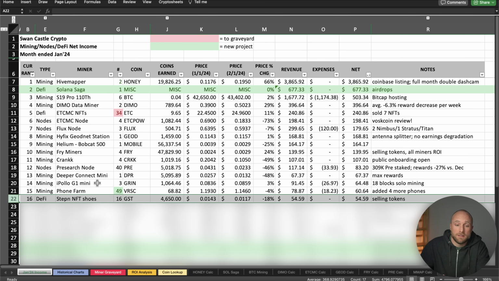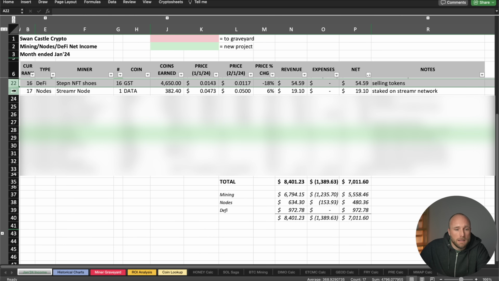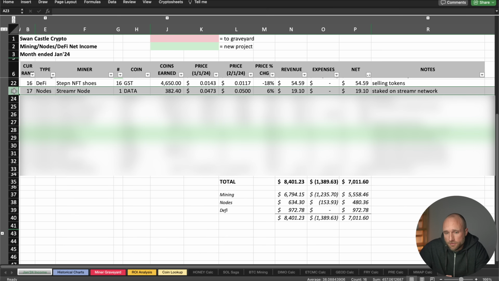Next is the Step in NFT Shoes. This is a walk to earn or move to earn project. I actively sell my tokens. Right now I'm making just under $2 a day with my NFT shoes. Number 18 is my streamer node. I have this staked on the streamer network, contributing $19 for the month.